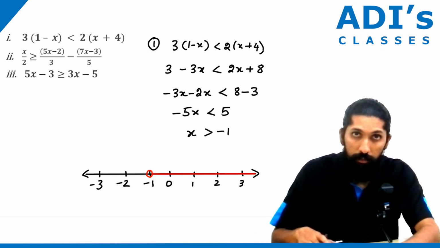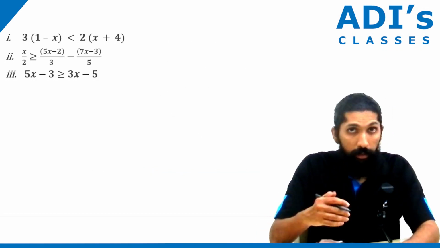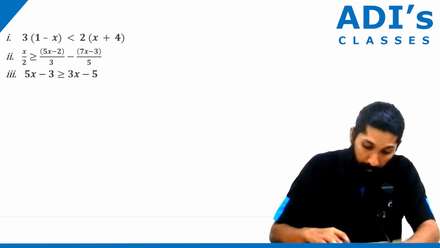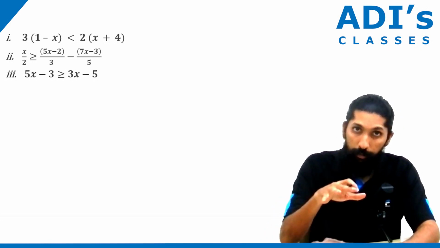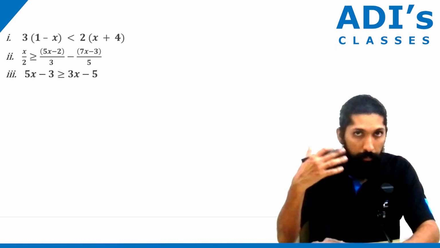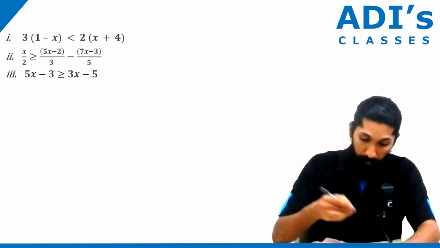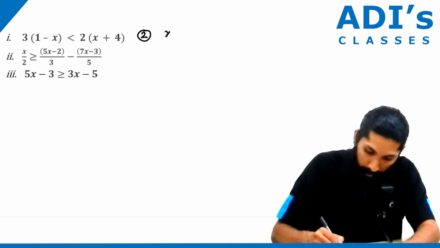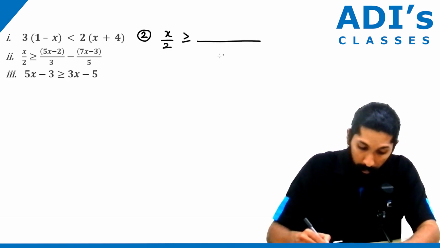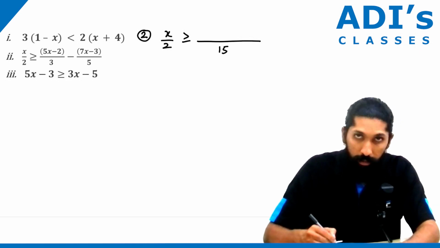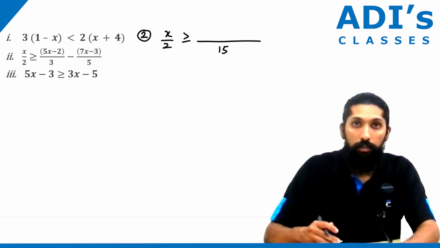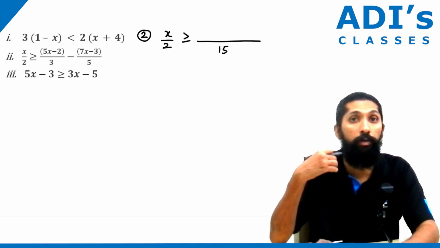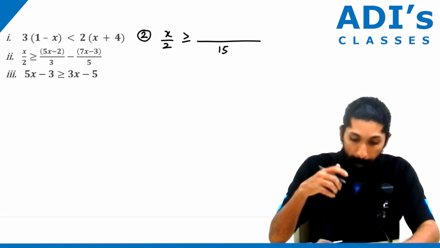Now let's do the next one. Look at the second one. First you have to simplify, correct? Let's start with the simplification. On the RHS you have to first take the LCM, just like in the previous video. Let's start with the LCM here first. So for the second one, you have x by 2 greater than or equal to. One more thing, remember it's a slack inequality, it's not a strict inequality. So make sure you understand how you are going to plot this on the number line.